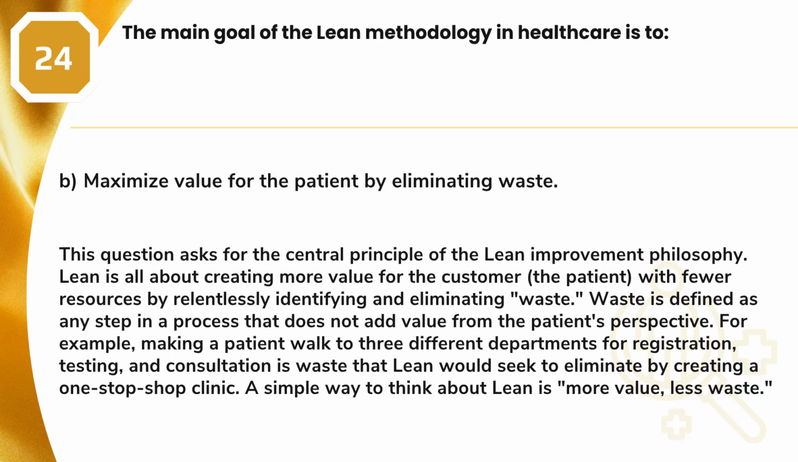Answer: B. Maximize value for the patient by eliminating waste. This question asks for the central principle of the lean improvement philosophy. Lean is all about creating more value for the customer, the patient, with fewer resources by relentlessly identifying and eliminating waste. Waste is defined as any step in a process that does not add value from the patient's perspective. For example, making a patient walk to 3 different departments for registration, testing, and consultation is waste that lean would seek to eliminate by creating a one-stop shop clinic. A simple way to think about lean is more value, less waste.